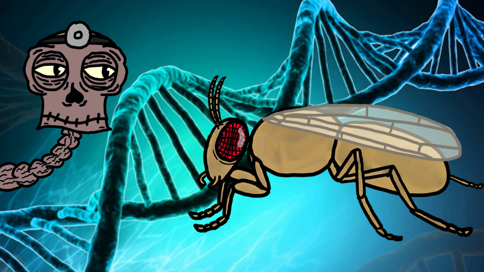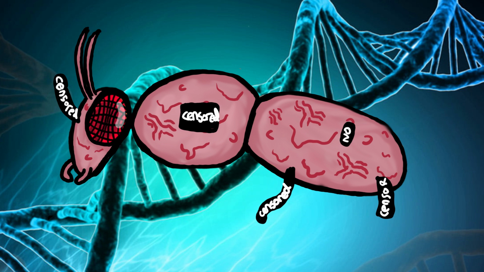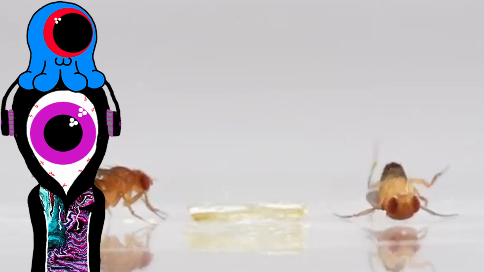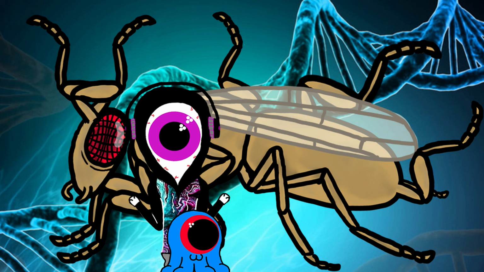Because of that, scientists realized they could breed a fruit fly with no limbs, inside-out skin, and multiple sets of both reproductive organs, and Mr. Ethics Board over here is still just like, me. That means it's open season on the fruit flies, baby. This has led to some interesting insects.